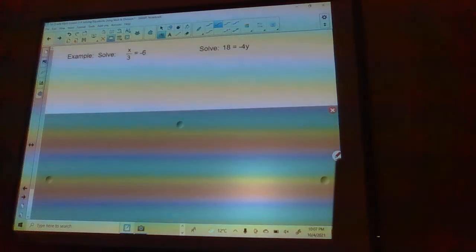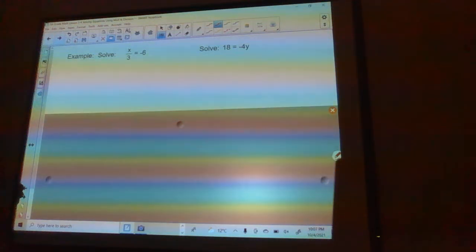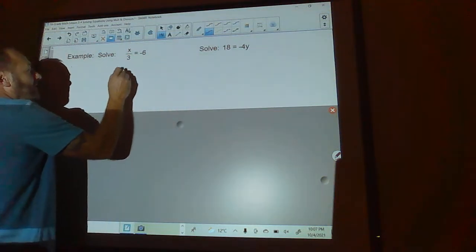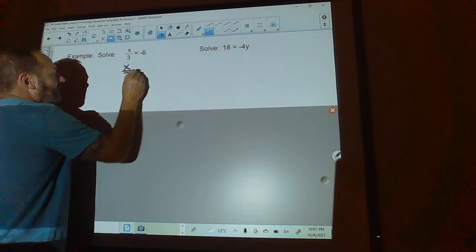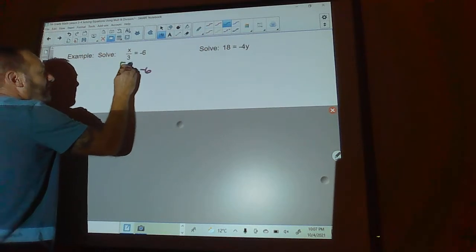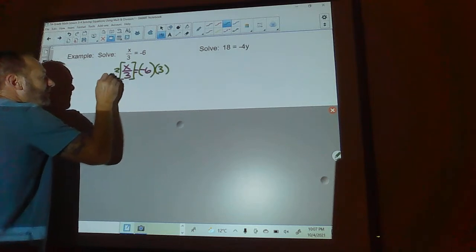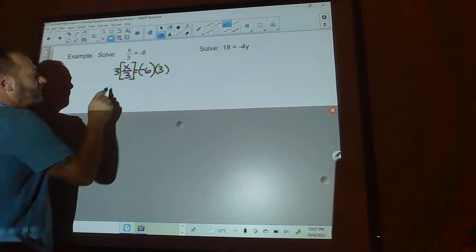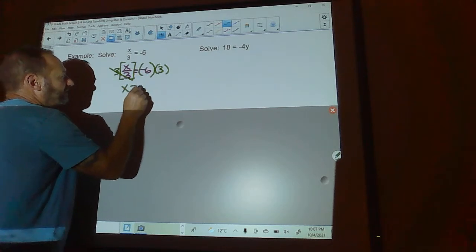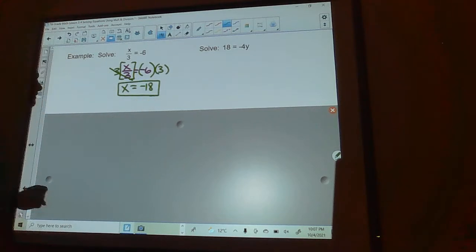So, let's look at this. Solve x divided by 3 equals negative 6. Okay, so I always want to do the opposite. So I've got x divided by 3 equals negative 6, so what I'm going to do is multiply both sides of this equation by 3. This 3 is going to cancel that 3 and leave me with an x. And 3 times negative 6 is going to be negative 18. And I'm done.